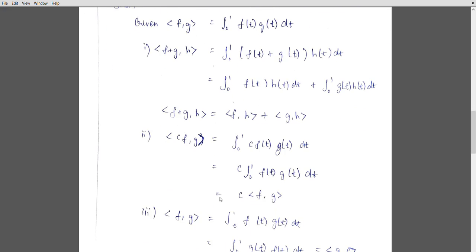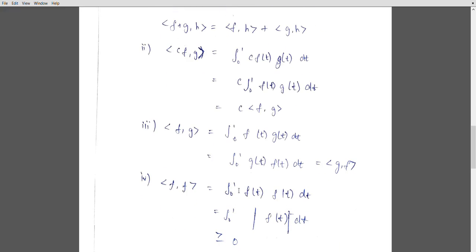And then the second one is the inner product of c f comma g. Here we multiply c with f of t and g of t: the integral of 0 to 1 c f of t g of t. We can take c outside the integral because it is a constant, and then if we integrate f of t and g of t, we get the inner product of f comma g multiplied by c. So the answer is c times the inner product of f comma g. And then the third one is the inner product of f comma g itself. If we reverse it, the integral of 0 to 1 g of t into f of t also gives the inner product of g comma f.